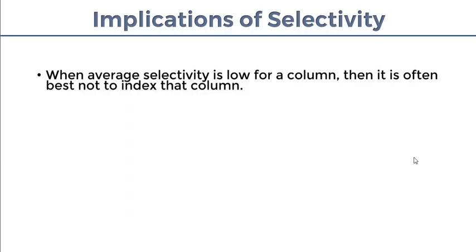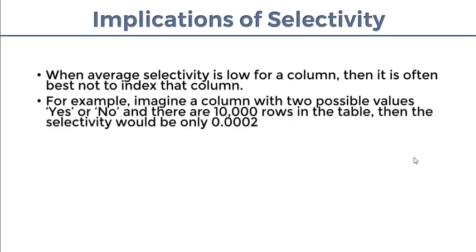How to apply this to indexes. When average selectivity is low for a column, then it is often best not to index that column. If selectivity is low, it is better to avoid indexing. For example, imagine a column with two possible values, yes or no, and there are 10,000 rows in the table. Then the selectivity would be 0.0002, right? The indexing of the column is not necessary.